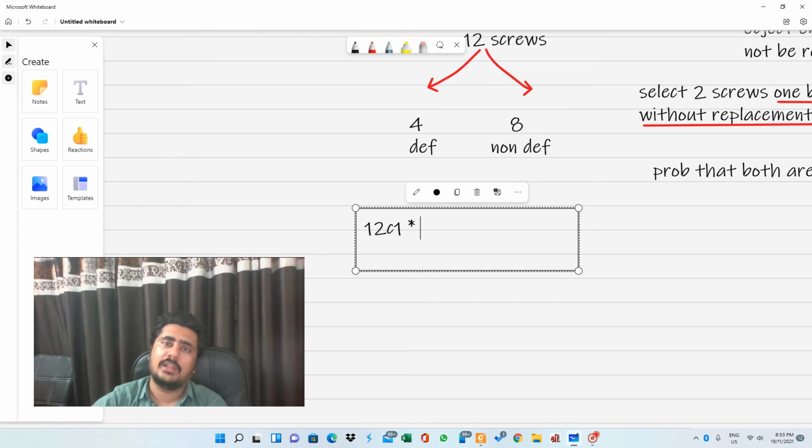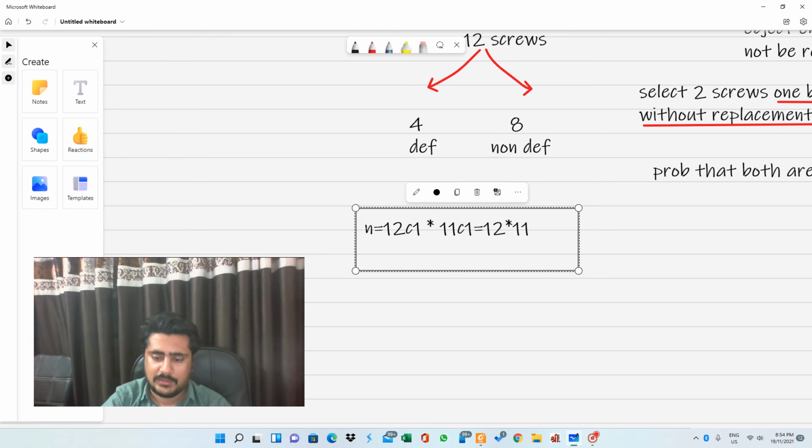So if I have selected one screw from the 12, I have only 11 screws left. Now I'll select one screw from those 11. As I told you, it is one by one. First I select the first screw from 12 screws, and since it is without replacement, the selected screw will not be repeated. So now I have only 11 screws, and the second screw will be selected from the 11. That means the rest 11 are the options. This is my total possibility: 12C1 into 11C1. 12C1 is 12 and 11C1 is 11, so it is 12 into 11, which is 132. This is my total possibility.